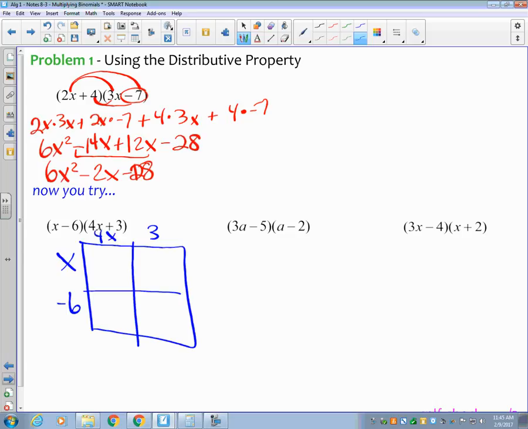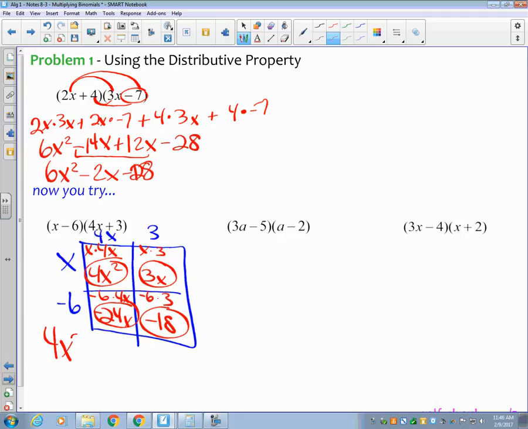So box method on this first problem, it goes x times 4x, which is 4x squared, x times 3, which is 3x, and negative 6 times 4x, it's negative 24x, and negative 6 times 3 is negative 18. Make sure when it had the minus with the 6, it is stuck to that 6. Do not transfer it down unless the minus comes with it. I wish it were different, but it's not.